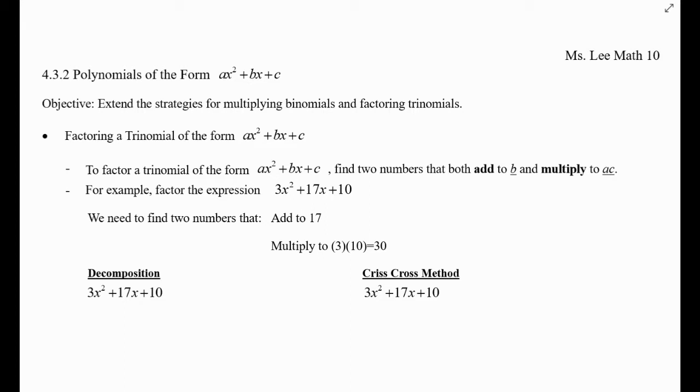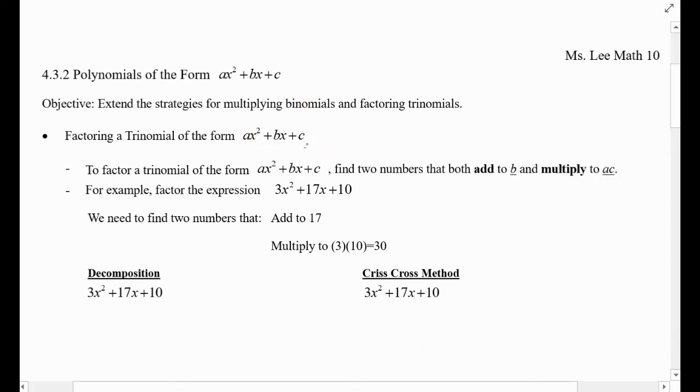Today we're going to learn how to factor trinomials with a, where a is the coefficient of x squared. So this is a trinomial of the form ax squared plus bx plus c. To factor this, the method is very similar to the one we did before. So we're going to find the numbers that add to b and multiply to a times c.